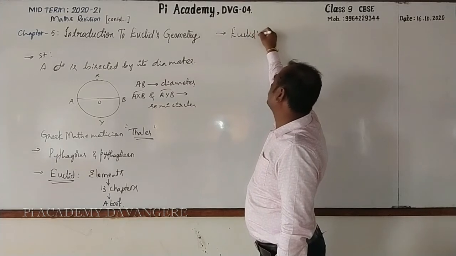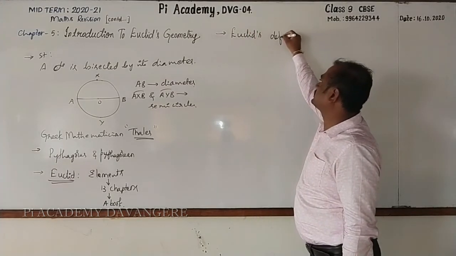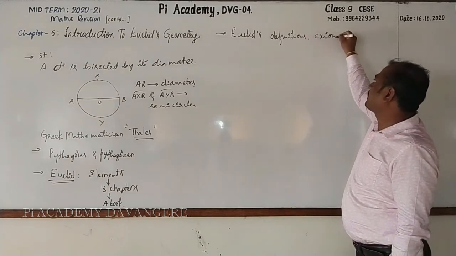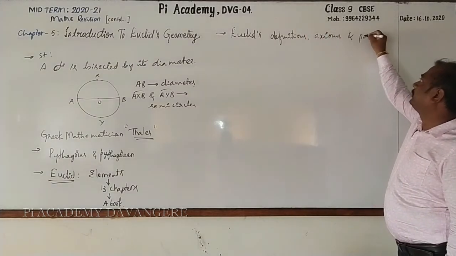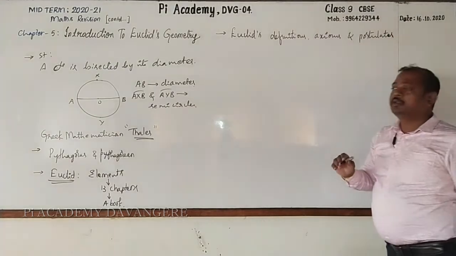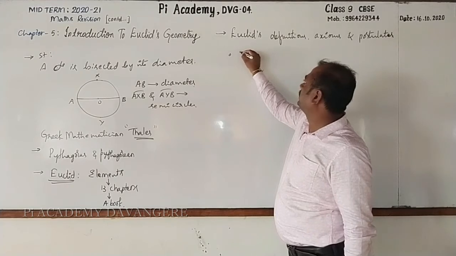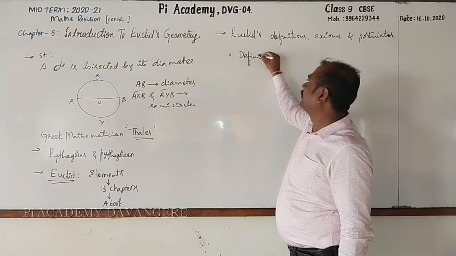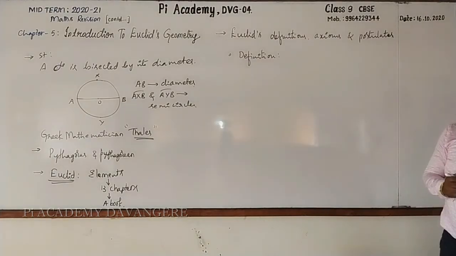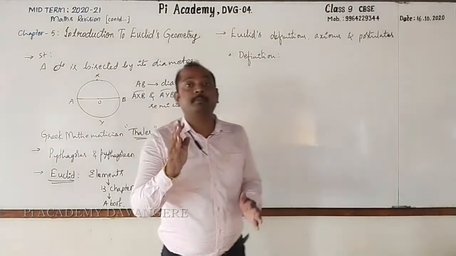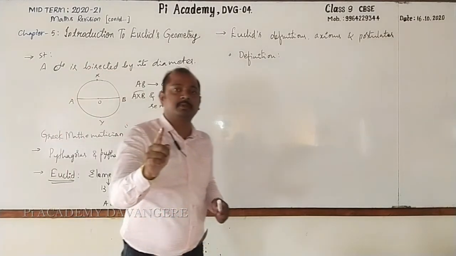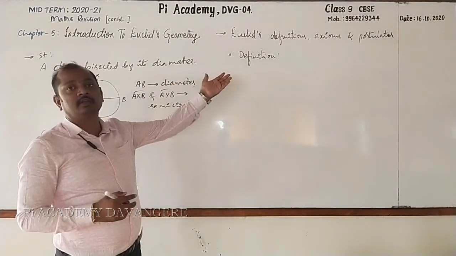Euclid's definitions, axioms and postulates. Now could you define definition? What is the definition for definition? Definition is a verbal statement of a geometrical figure. Once I repeat, a verbal statement of a geometrical figure is known as definition.